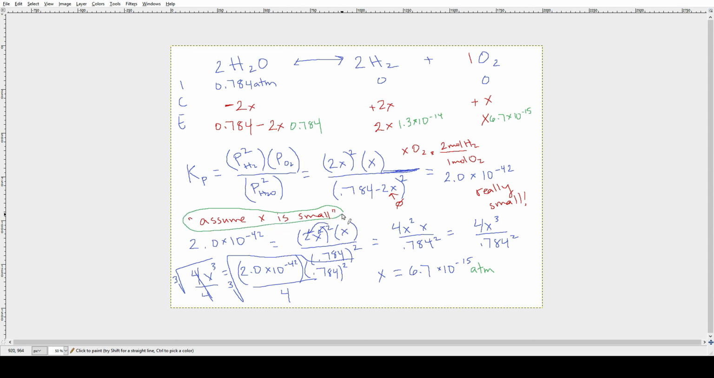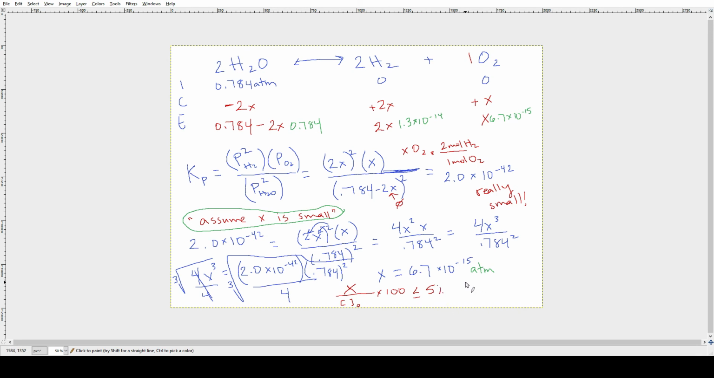And in order to prove that it was valid to even try that in the first place, what you need to do is take x divided by the initial concentration that you were comparing it to. So in this case, you were comparing it to 0.784. You're going to multiply that times 100. And this number needs to be smaller than or equal to 5%.